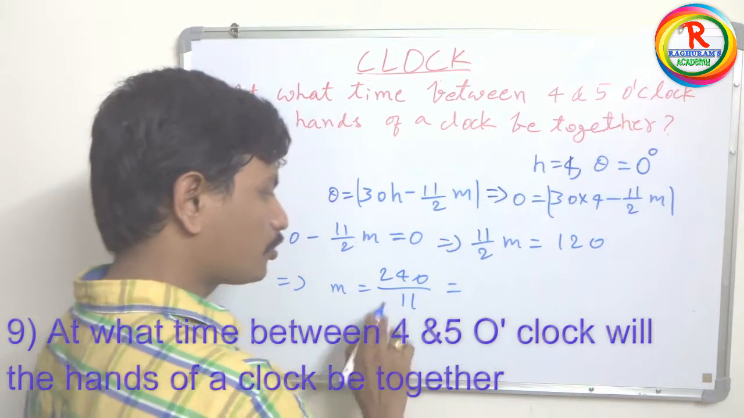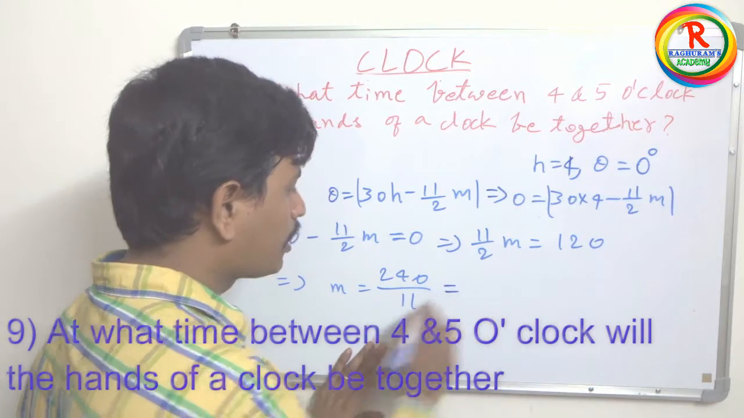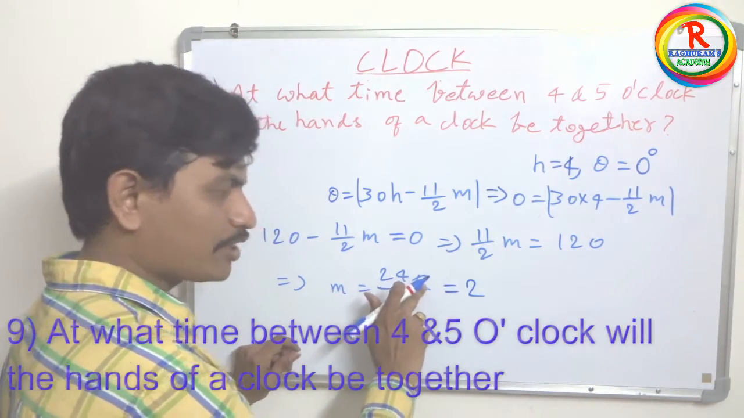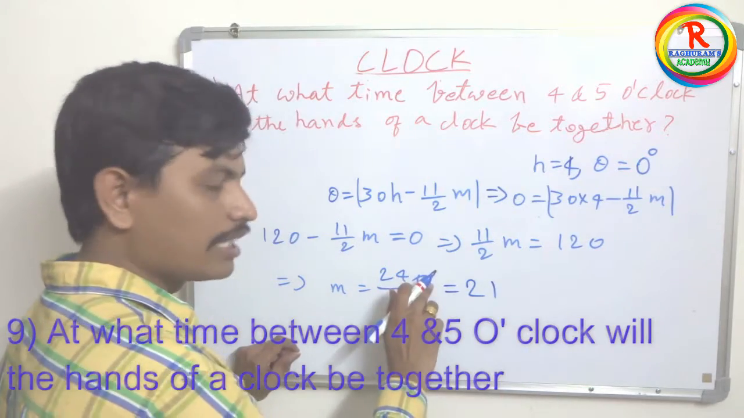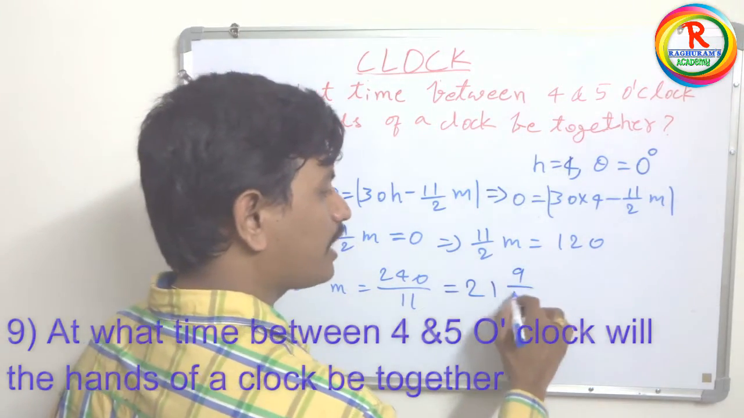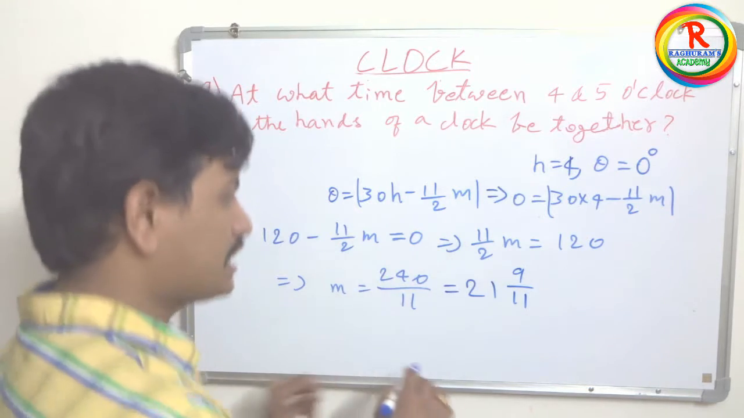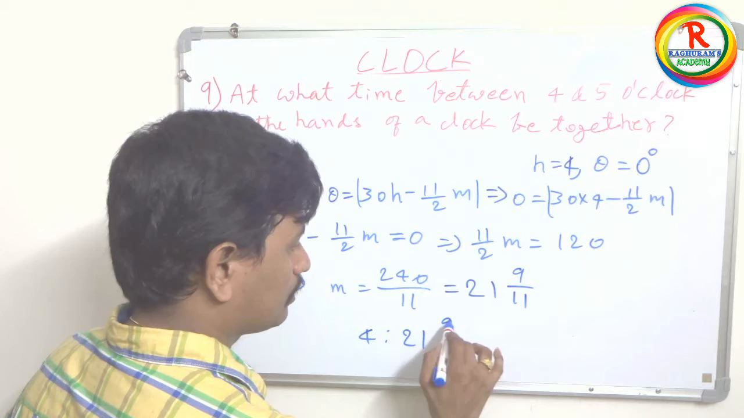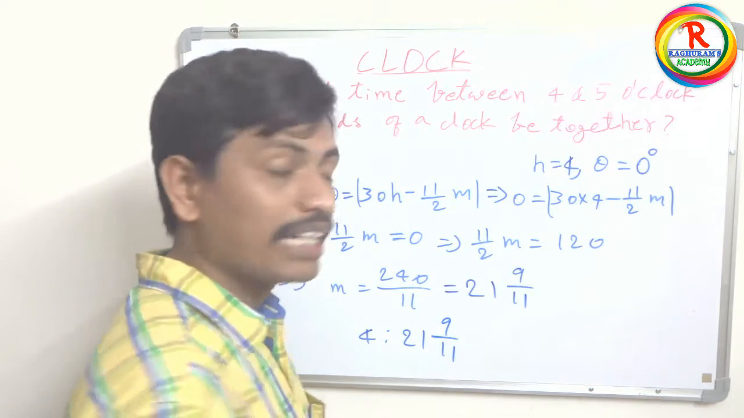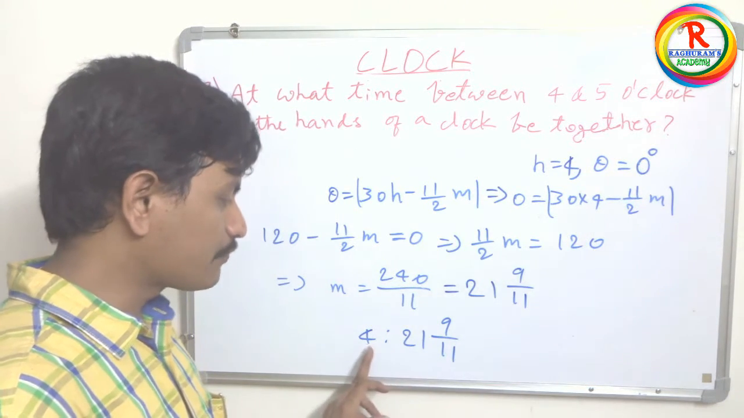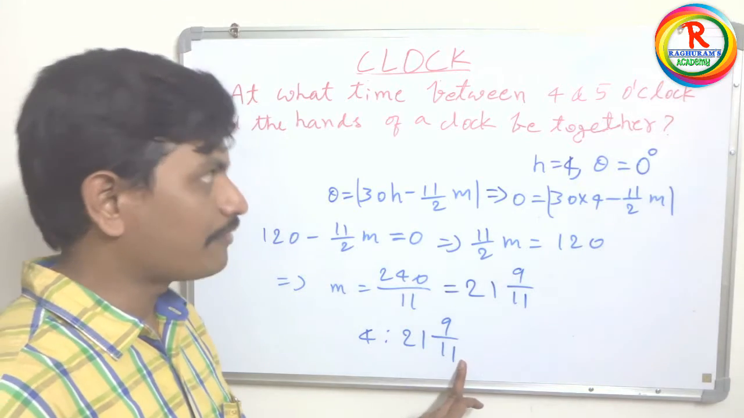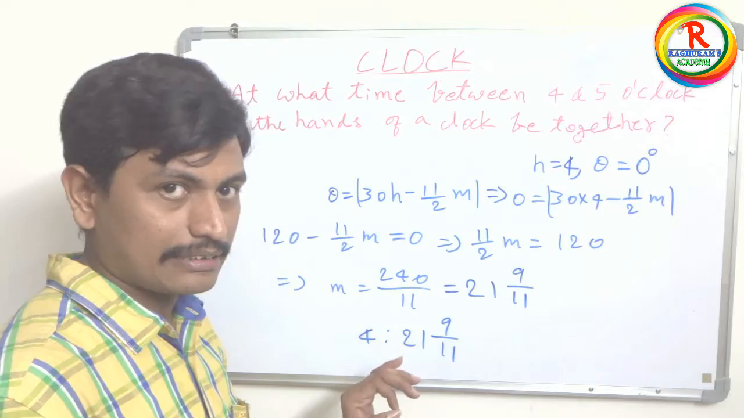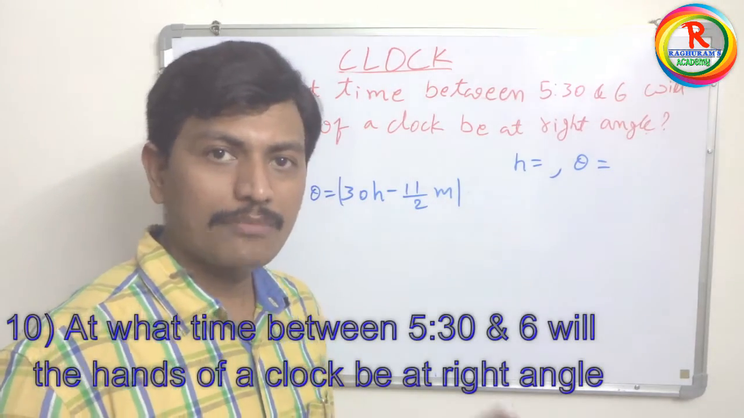What is 240 by 11? 11 twos are 22, and what is left? 20. 11 ones are 11. What is left? 9 by 11. So the answer is 4 hours 21 9 by 11 minutes. At this point, that is 4 hours 21 9 by 11, the hands of a clock will be together, that is at 0 degrees. Now let us take another problem.